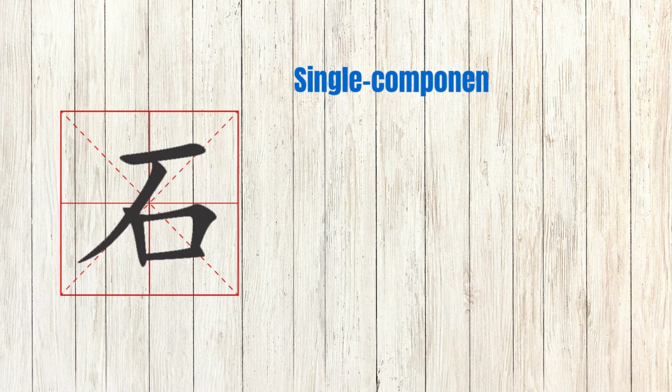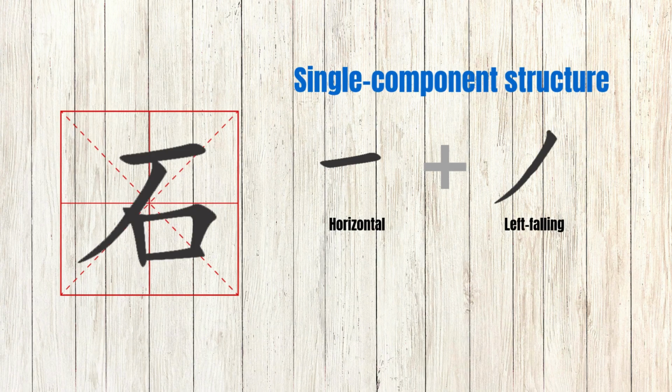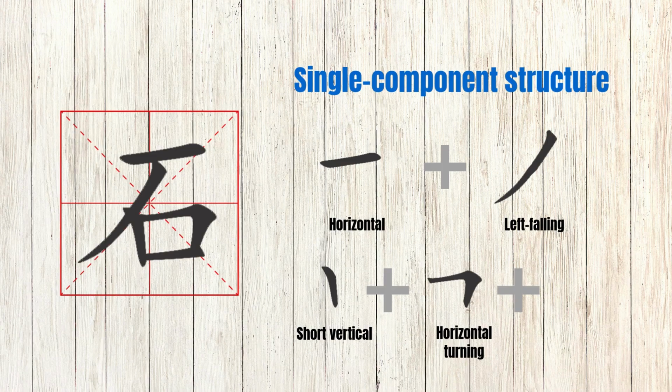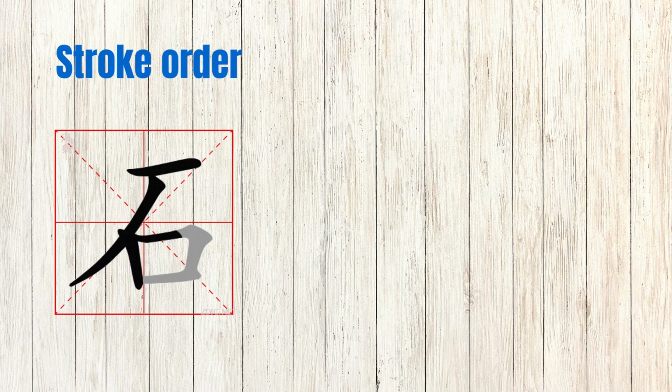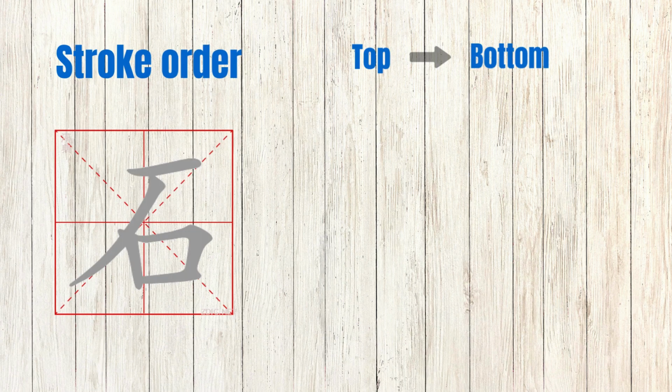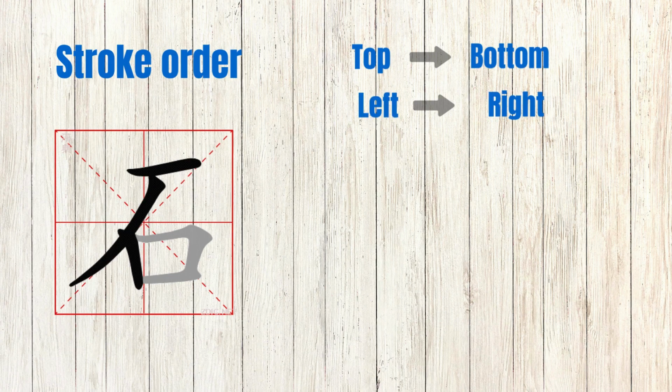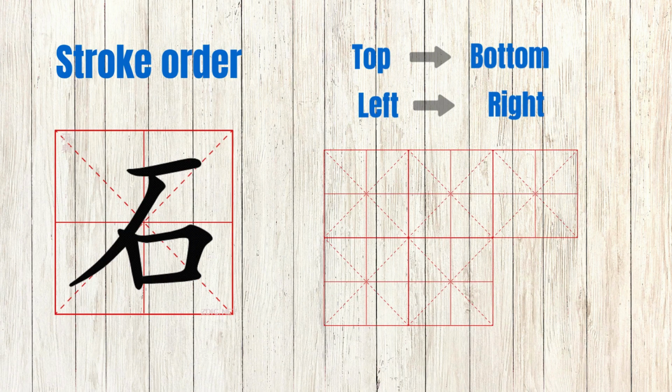This is a single component character. It is made of 5 strokes: a horizontal stroke, a left falling stroke, a vertical stroke, a horizontal turning stroke, and a short horizontal stroke. Remember the golden rule of writing Chinese characters, from top to bottom and from left to right. Now let's try writing this character stroke by stroke.